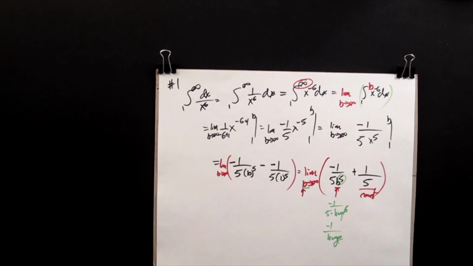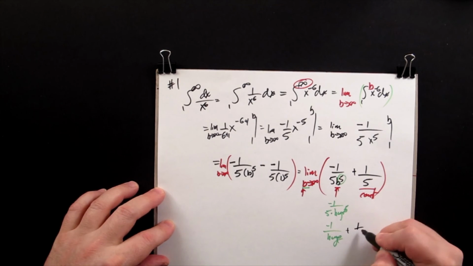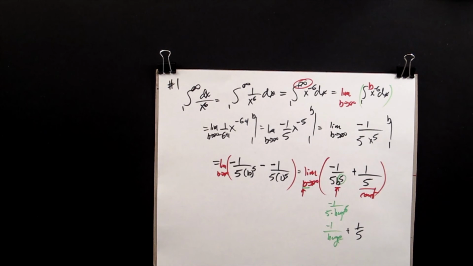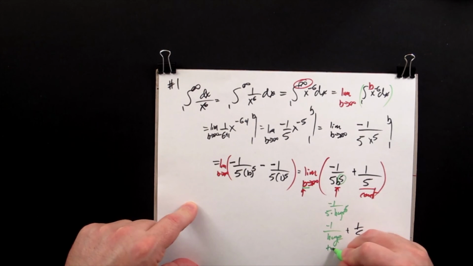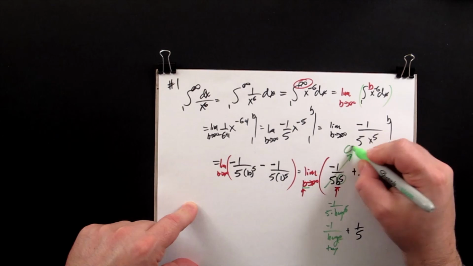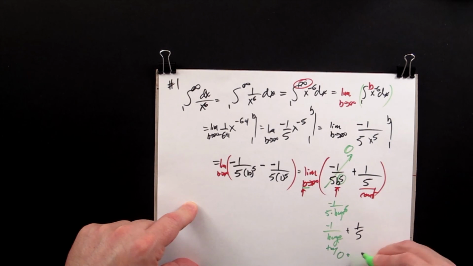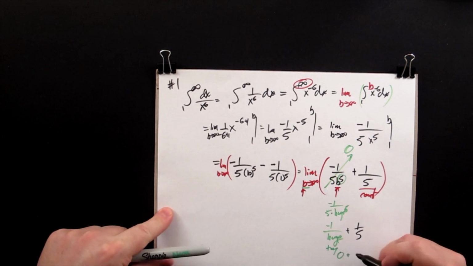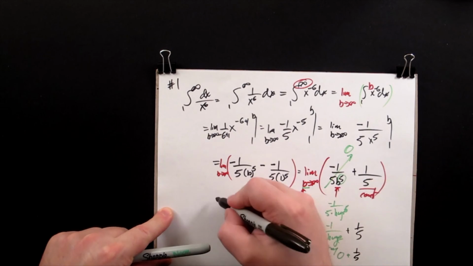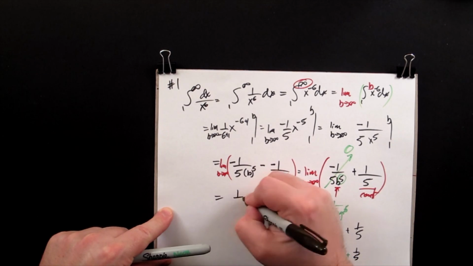And to that, we are adding 1/5. 1 over a huge number is tiny. So that is 0. So we have 0 plus 1/5. And so the overall result for this is going to be 1/5.